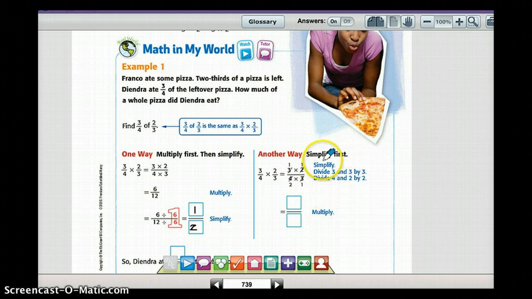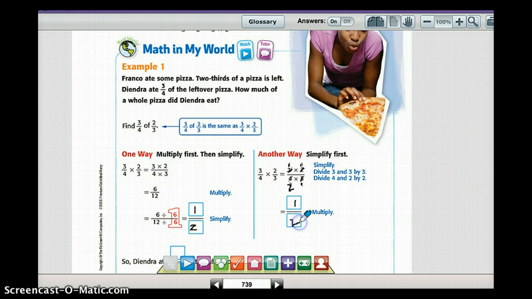The other way is to simplify first. So we can look at this 3 times 2 over the 4 times 3 and know that I can cross out these 3's and change them into 1's. Because really, remember, that fraction line means that we're dividing, so really it's saying 3 over 3, which is the same as 1. And 2 over 4, we can simplify that to 1/2. So now we have 1 times 1 and 2 times 1, which is 1/2.